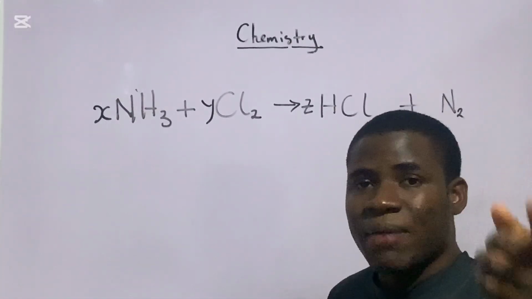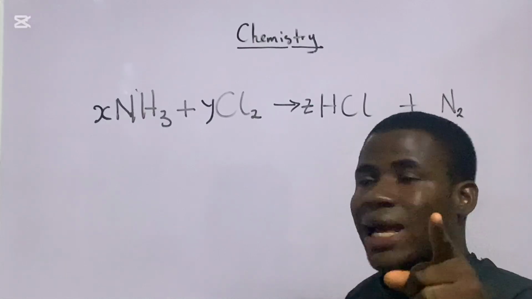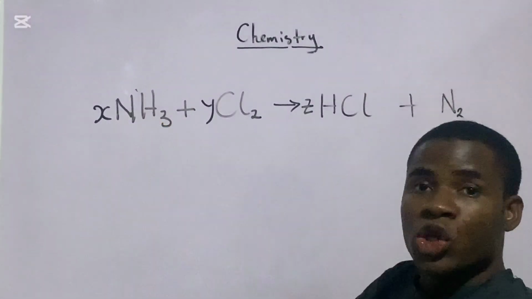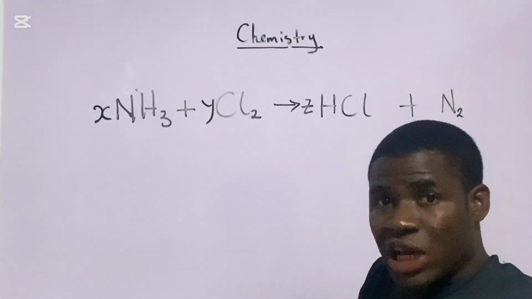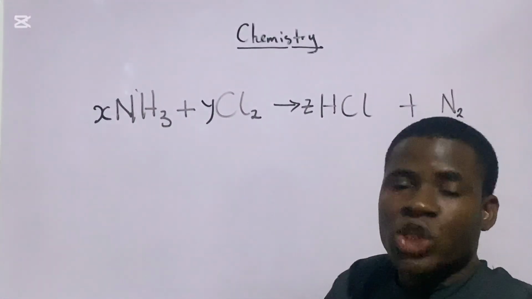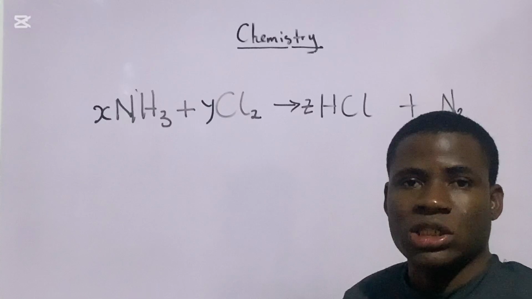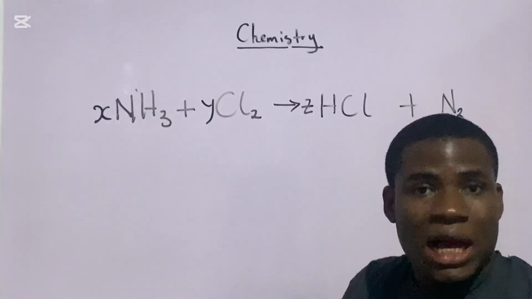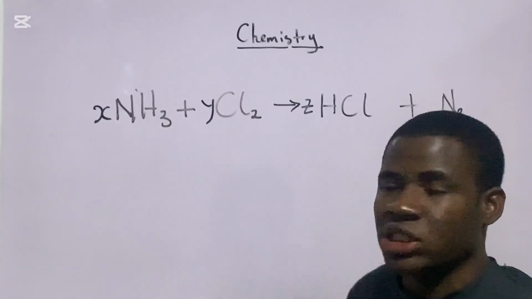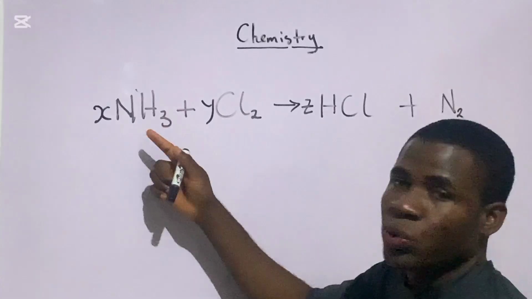Whenever you want to balance a chemical equation, you balance hydrogen first for it to be easier. It is not a must that you balance hydrogen first, but for it to be easier, balance hydrogen first, followed by oxygen, then any other element. I'm talking about how it will be easy.